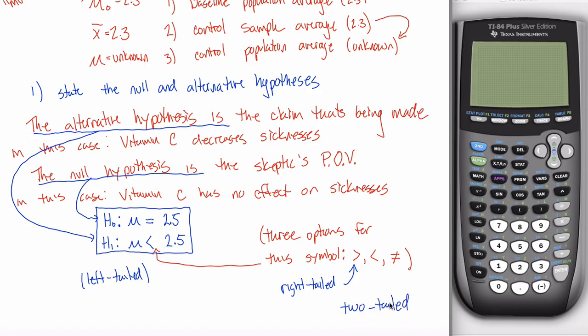And again, we'll see examples of those in future videos. But in this case, since the claim was that it decreases sickness, it's a less than sign here. And anytime it's a less than sign, it's a left-tailed test. Those are your null and alternative hypotheses.